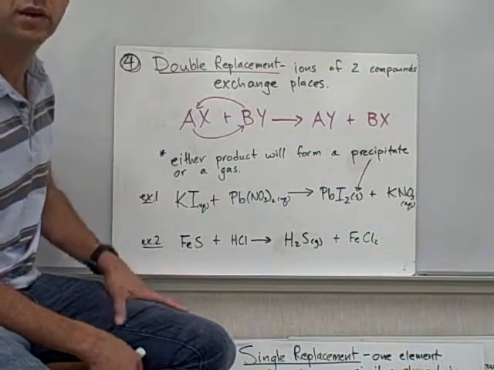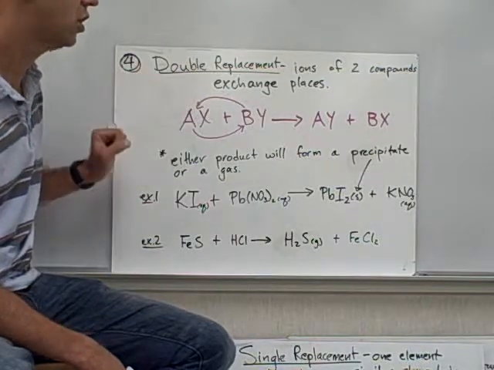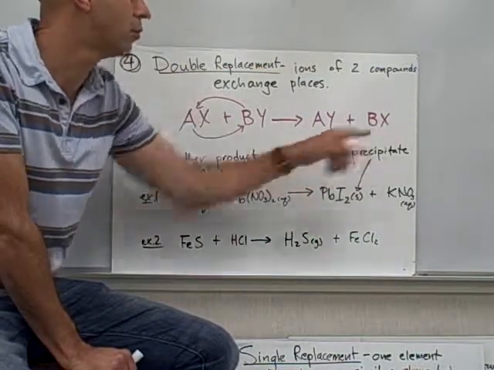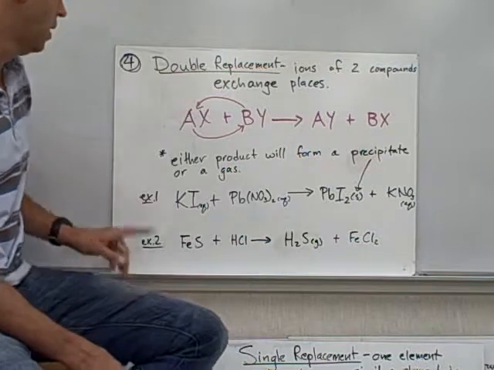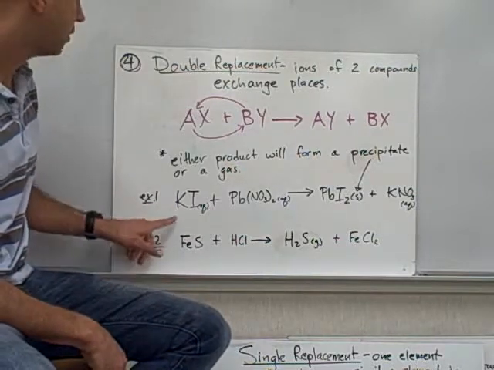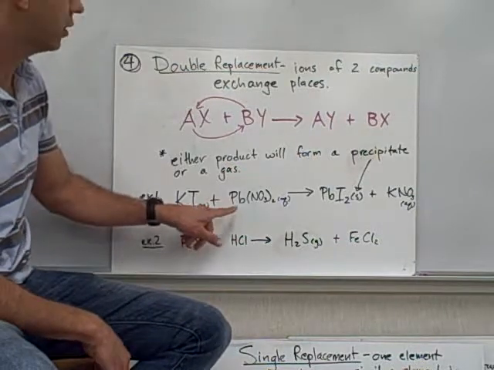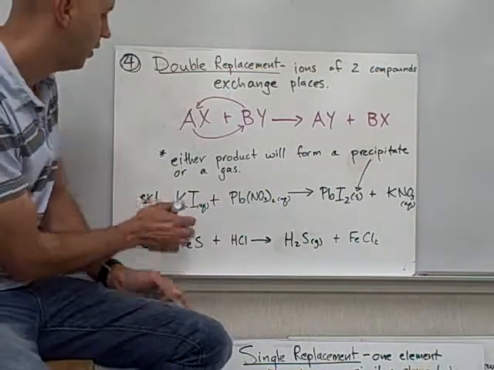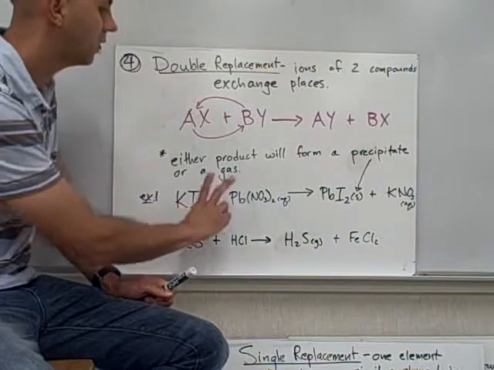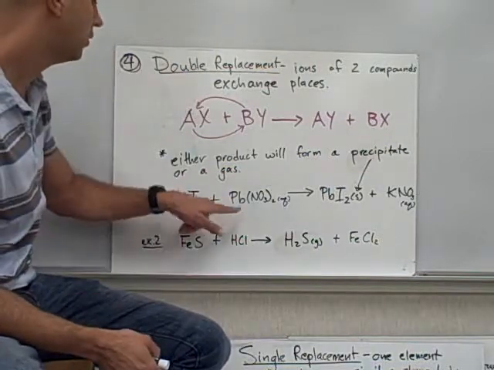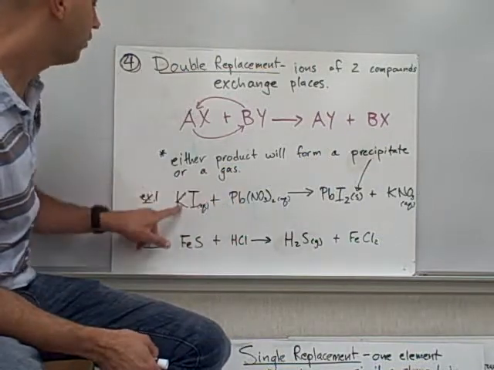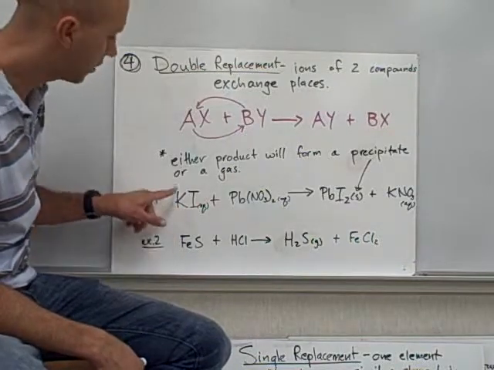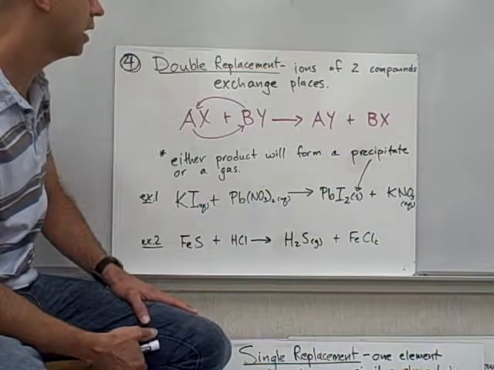There are ways to predict whether or not these reactions occur, and the way you do it is you have to find out that one of these is going to form a precipitate or a gas. Over here is my example. I've got potassium iodide reacted with lead 2 nitrate. In this case, these are the cations. The 2 cations are going to swap. What happens is now the lead is going to come over here and take the place of the potassium, and the potassium is going to bond with the nitrate.